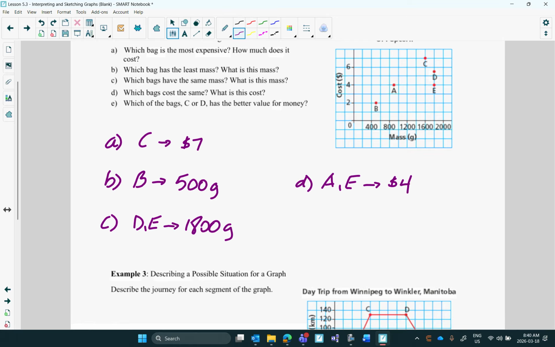And finally, which of the bags, C or D, is better value for the money? D? Somebody said? Yeah. Why? Because you're getting more and it's less. Right. With D, you get more and it costs less. Okay.